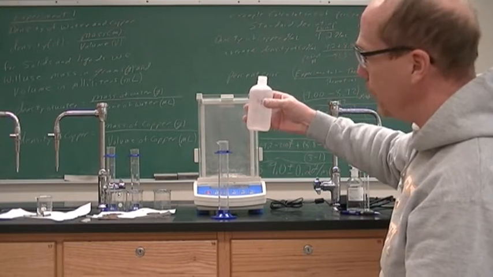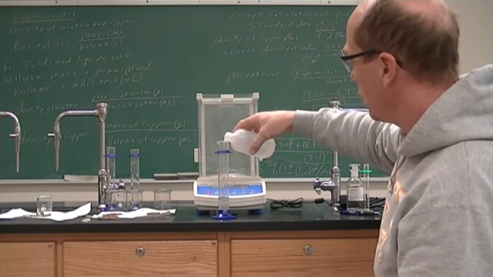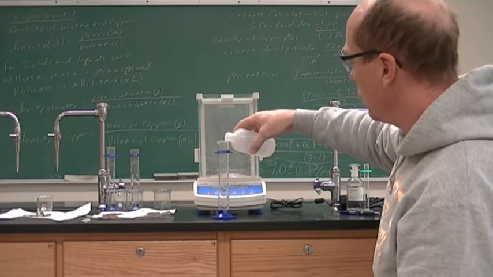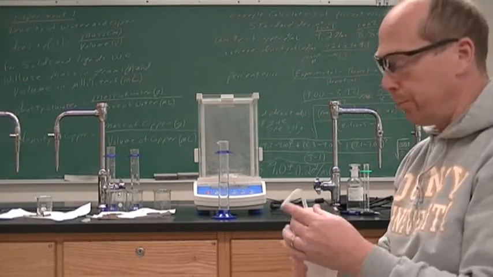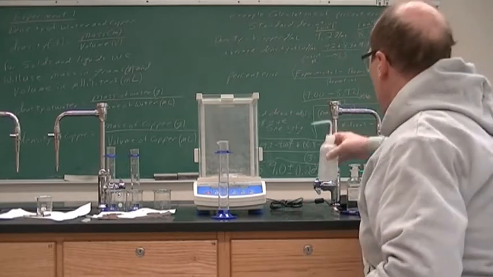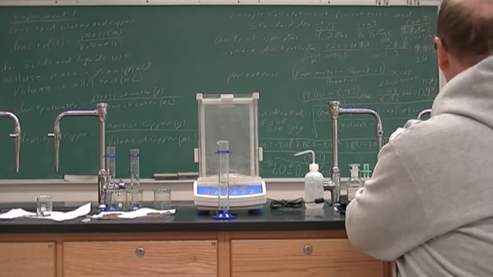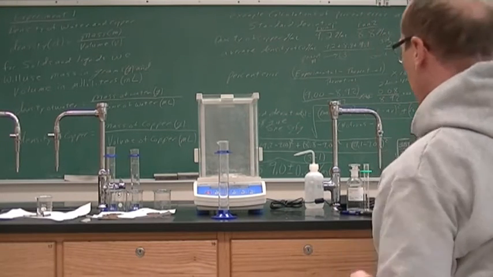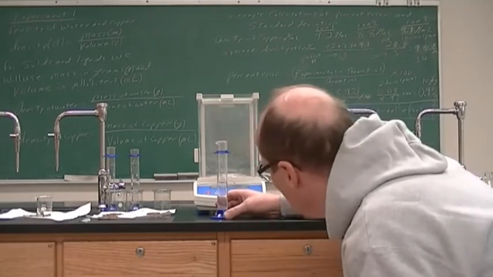Since I'm going to add so much, I took the top off so I could pour. All right, so I'm between 30 and 40, and so I stopped putting in the deionized water. All right, and we will need the volume of this water. And so we will have to read our graduated cylinder.